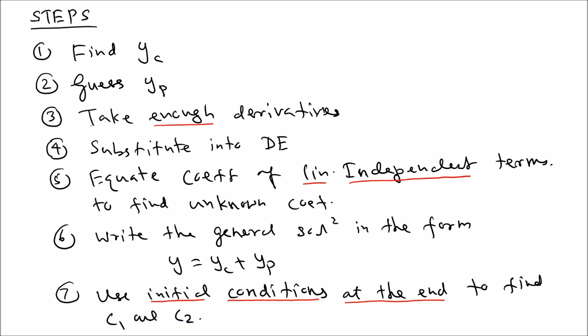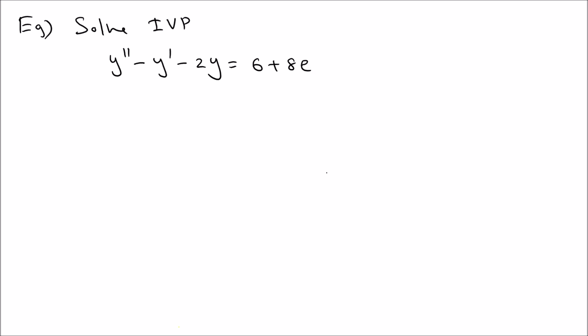So let's just do one example to cover all those things. Okay, let's do this one. Example: solve the initial value problem y double prime minus y prime minus 2y equals, let's say, 6 plus 8 times e to the negative 2t minus 4 cosine 2t, with y(0) equals 0, y prime (0) equals 2.